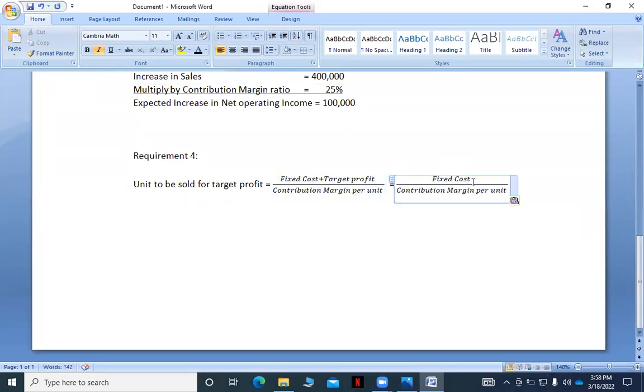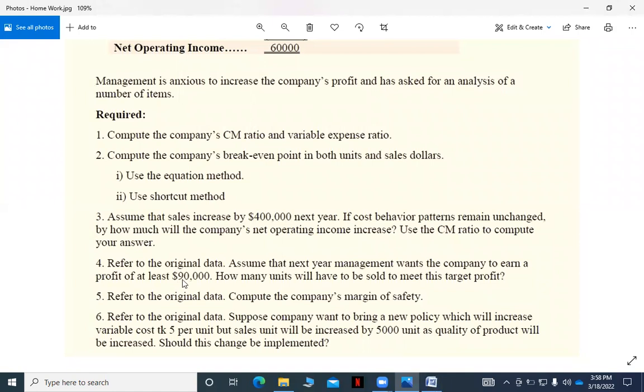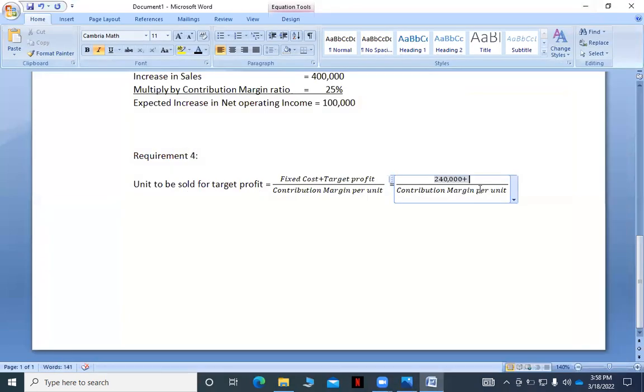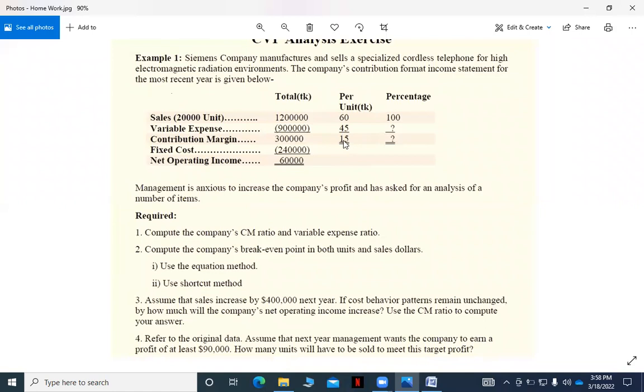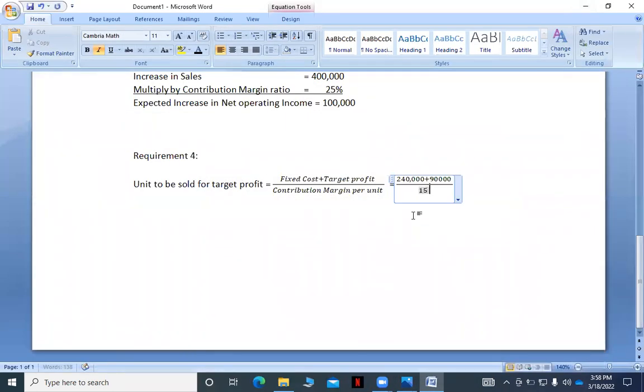Right now you see we have a fixed cost in this math. It is 2,40,000. And what is our target profit in this question? It's 90,000, right? So you will add 90,000 and divide it by contribution margin per unit. Contribution margin per unit is also given in your question. That is 15. So divide it by 15. So how much is it? 22,000. So if you sell 22,000 units, then you can make a 90,000 taka profit.